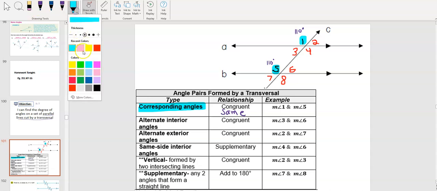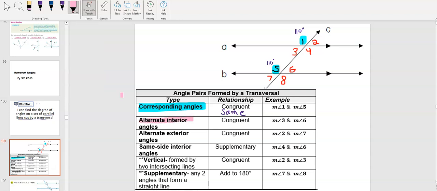All right, grab a new color. We're now going to look at alternate interior angles, which are also congruent. If you think about the real world, if I talk about alternating or who's an alternate, it kind of means like every other or the opposite. And so that's the same idea: alternate interior angles are angles that are on opposite sides.